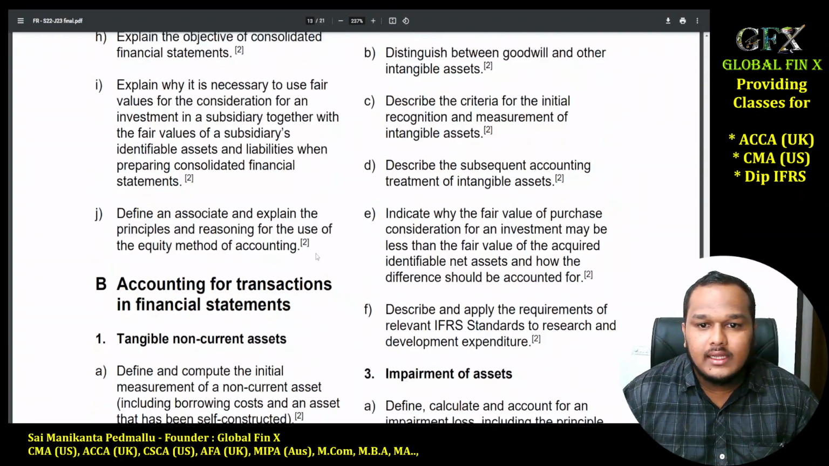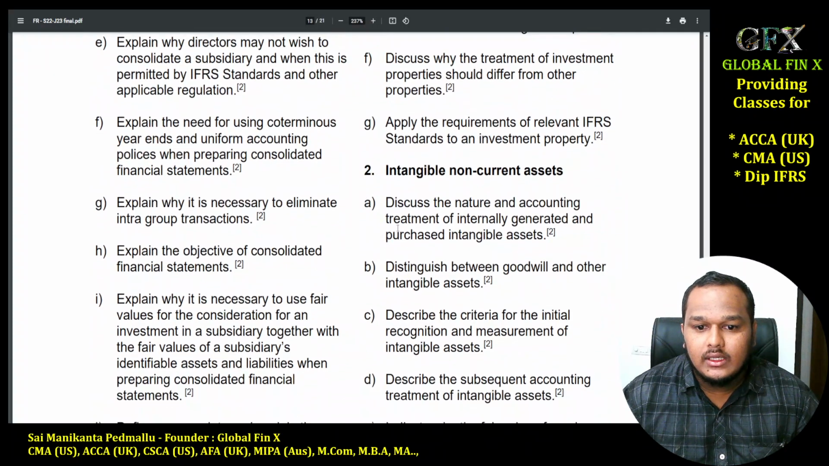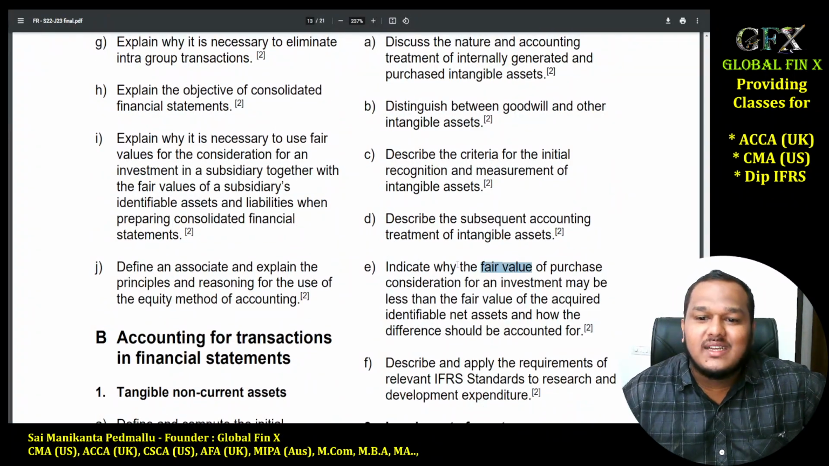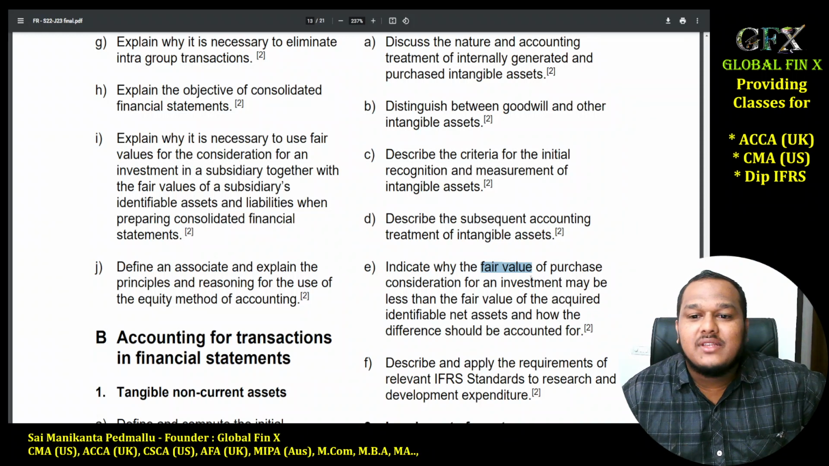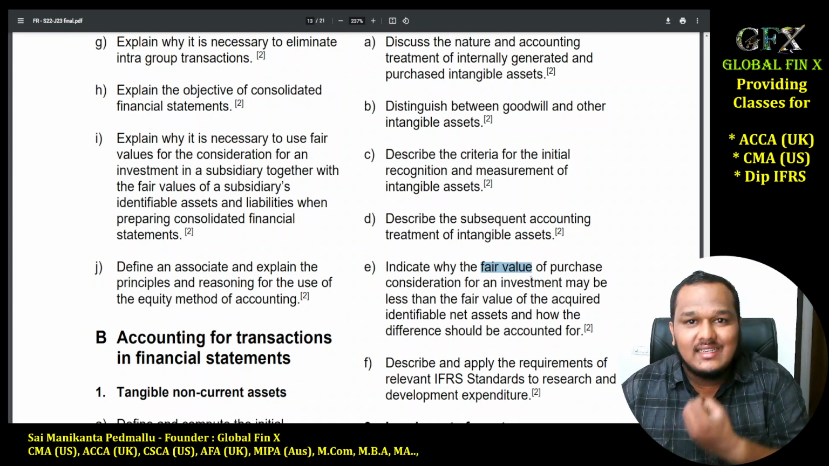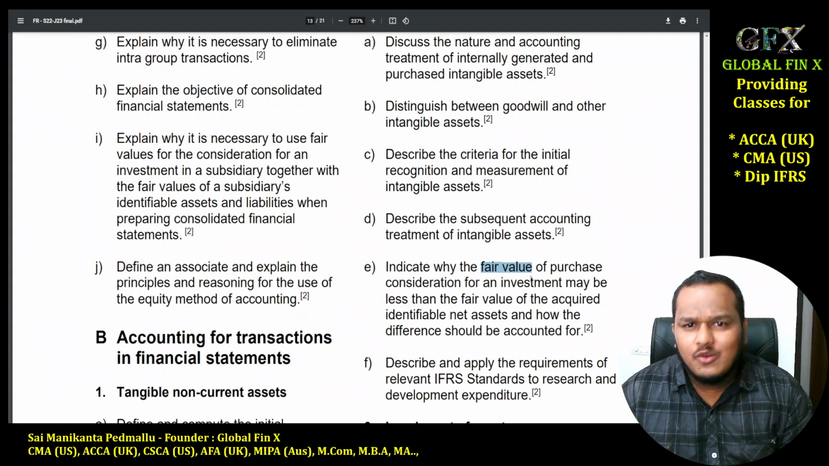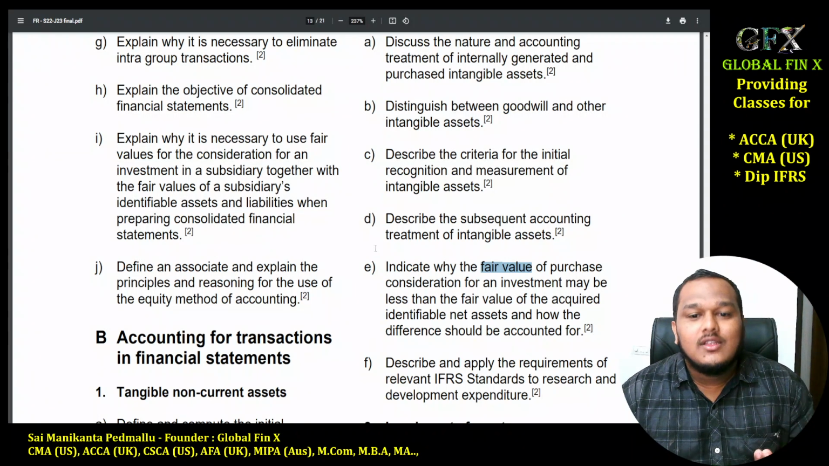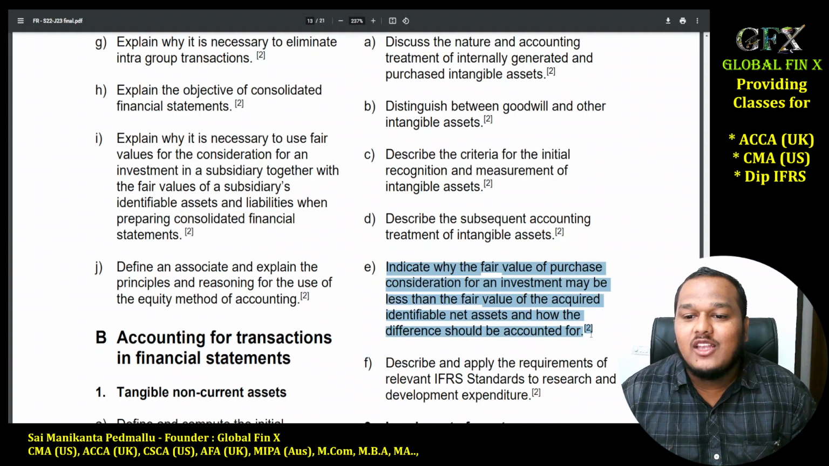So B2E. Okay, here: indicate why the fair value of purchase consideration for an investment may be less than the fair value of the acquired identifiable net assets and how the difference should be accounted for. Basically, they are telling you a situation where the purchase consideration is less than the net assets acquired. If it is more, then we'll have goodwill. If it is less, then we have bargain purchase or negative goodwill. So here they replaced the word value with fair value.